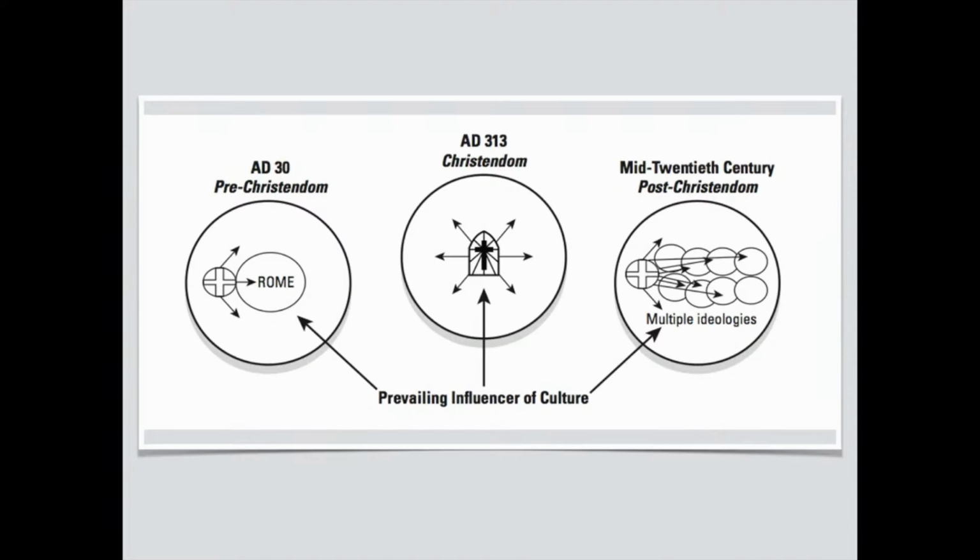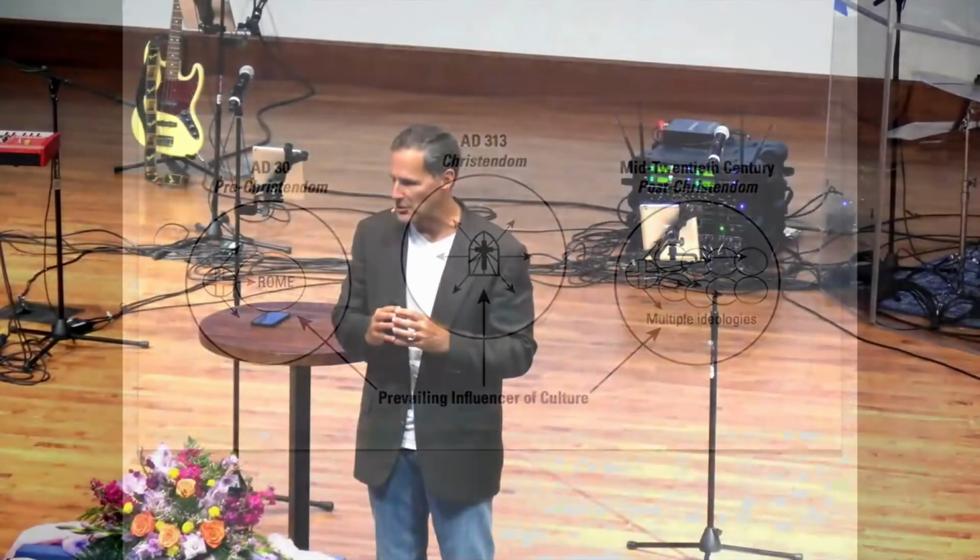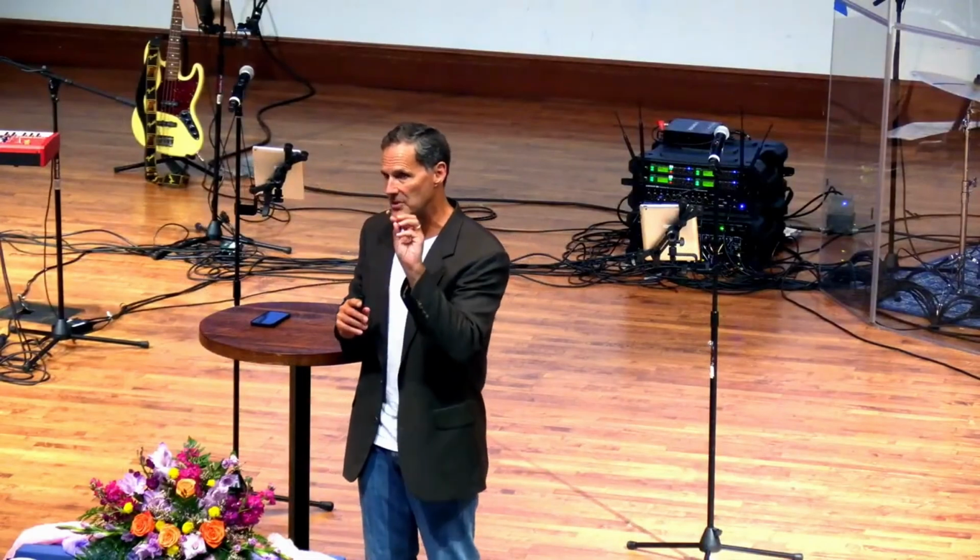In AD 30, the dominant seat of culture, or what I call the prevailing influence of culture, was the Roman Empire. So that little circle in the middle of the first circle just says Rome. The point is, the Roman Empire called the shots. Everything that was taking place in the Roman Empire came down from on high from Rome and the emperor.